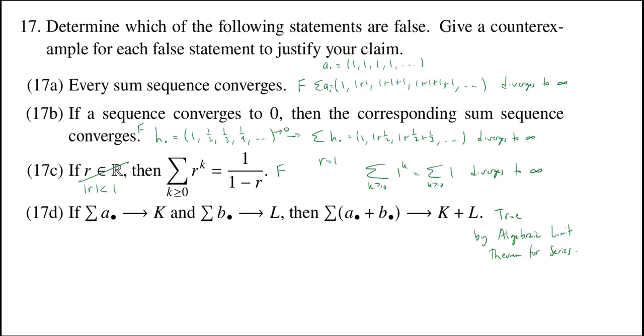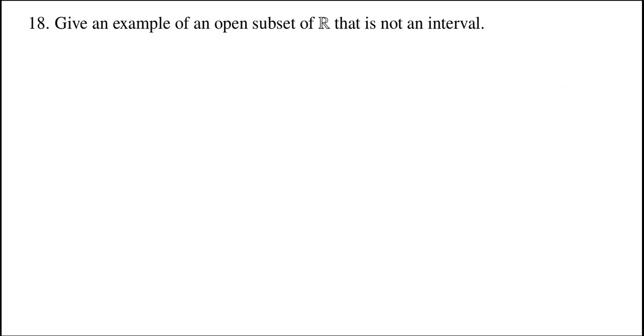All right, let's check out problem 18. Okay, so problem 18 asks us to give an example of an open subset of the reals that is not an interval. So what did it mean to be an open subset? Well, O, a subset of the reals, is open if every point in O is an interior point. Interior points are automatically points in O, so this would mean that O is equal to the set of its interior points.